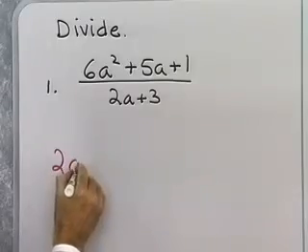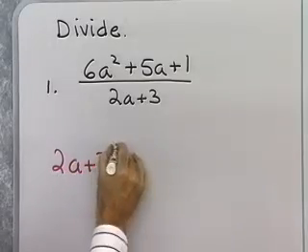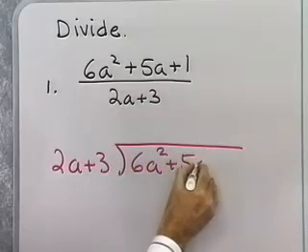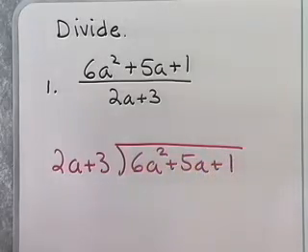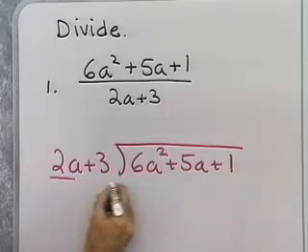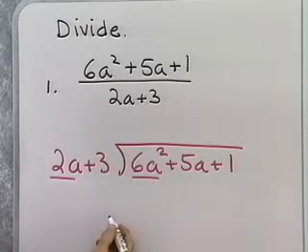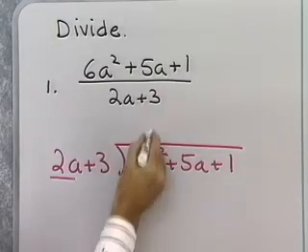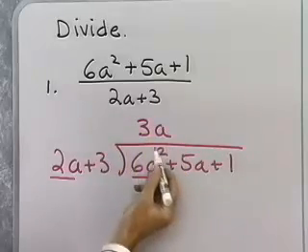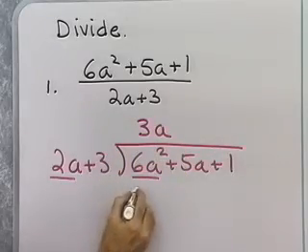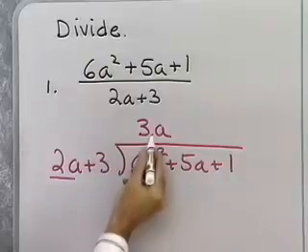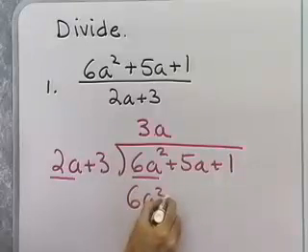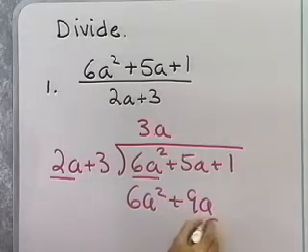So I'm going to set this up as a long division problem, similar to long division with whole numbers. There's not going to be much explanation as to why this works, only that it does work. I start by estimating how many times 2a divides into 6a squared by asking what number do I multiply 2a by to get 6a squared. The answer is 3a. Now I multiply 3a times 2a squared. 3a times 2a is 6a squared. Now 3a times 3 is going to be 9a.